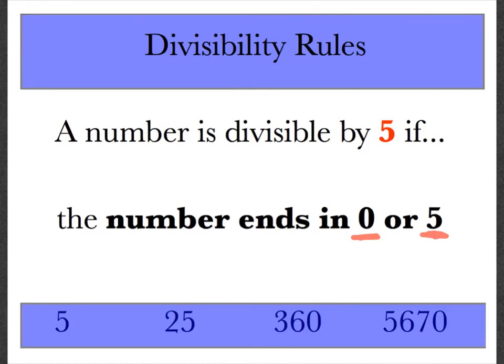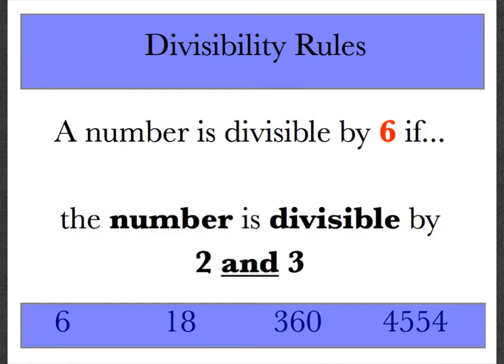So if you're skip counting by 5s, all those numbers are going to end in 5 or 0. So all we have to do now is look at the last digit. So this first one, it's just 5, but 5 does go into 5. 25 ends in a 5, so it's divisible by 5. 360 is divisible by 5 because it ends in 0, and 5,670 is divisible by 5 because it ends in a 0 as well.